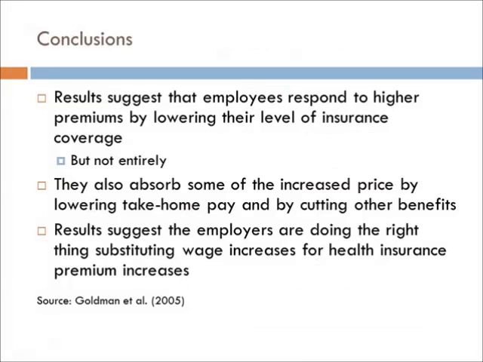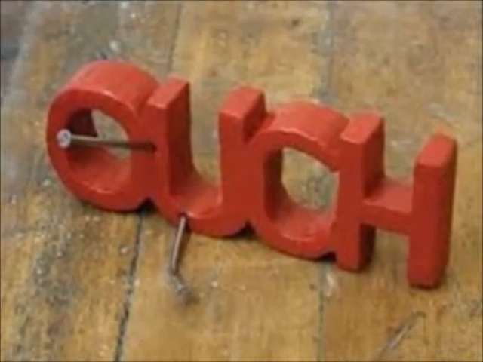We're coming to the conclusion. That was two tough chapters. So, in conclusion, results suggest that employees respond to higher premiums by lowering their level of insurance coverage. They also absorb some of the increased price by lower take-home pay and by cutting other benefits. Results suggest that employers are doing the right thing, substituting wage increases for insurance premium increases. All right, be careful out there.